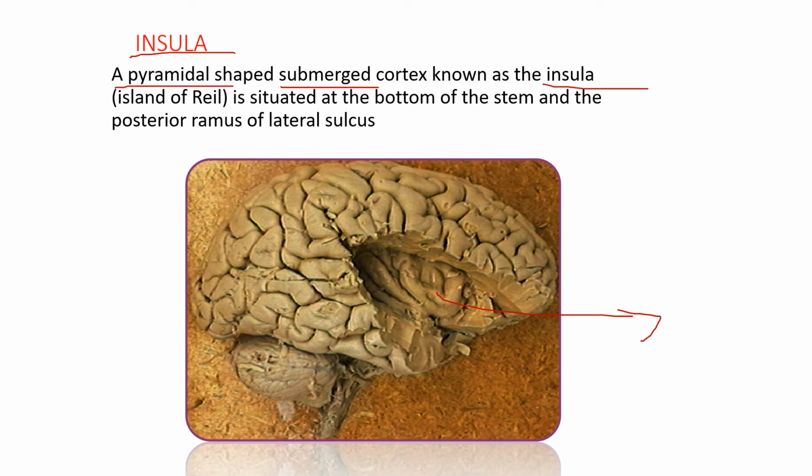It may be asked as short notes for you. The insula's other name is the island of Reil. Where is it situated? What sulcus have we removed here? The lateral sulcus. So we have to remove the sulcus so that we will have the insula. It is situated at the bottom of the stem and posterior ramus of the lateral sulcus. So that is the situation.